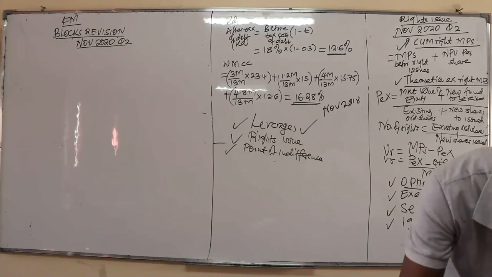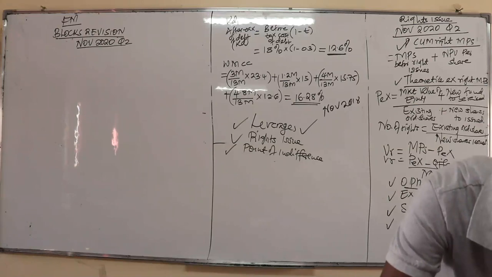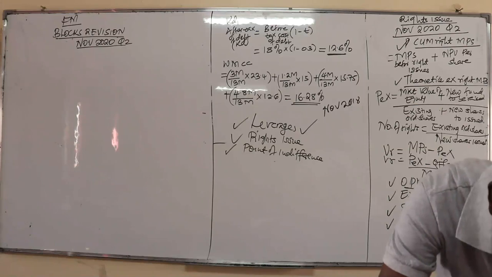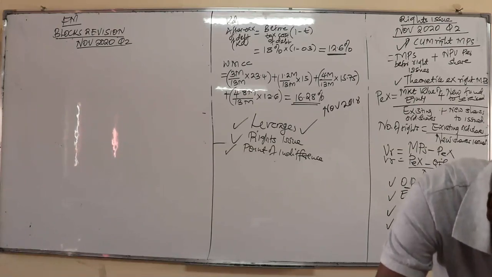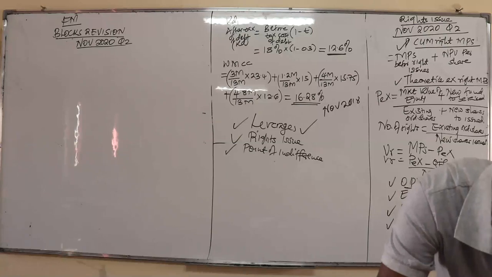Then you are required to compute the theoretical ex-rights price of an ordinary share, the price at which the rights issue are likely to be traded. Evaluate each of the three options available to the investor with 10,000 ordinary shares, and comment on the wealth of the investor based on each of the options evaluated in A, Roman 3 above.